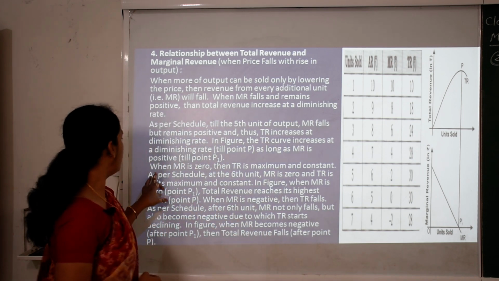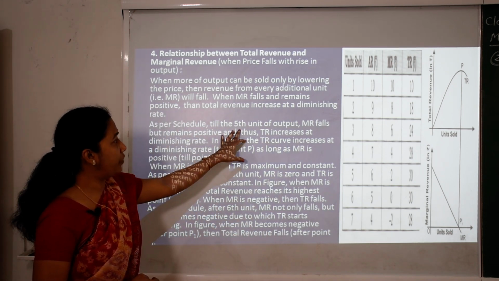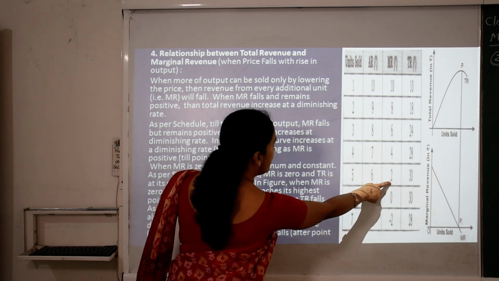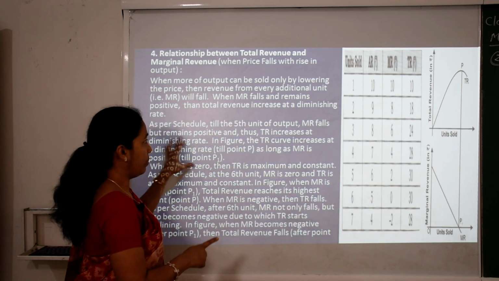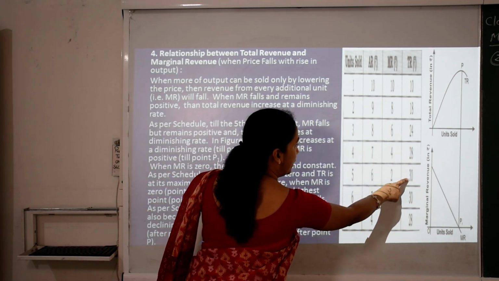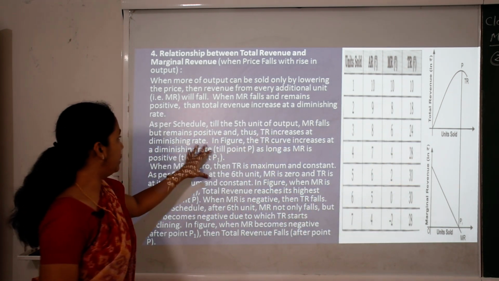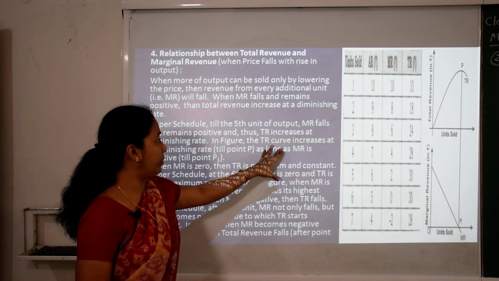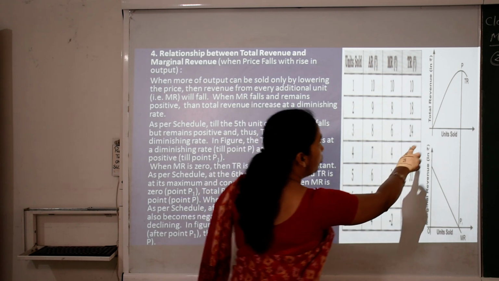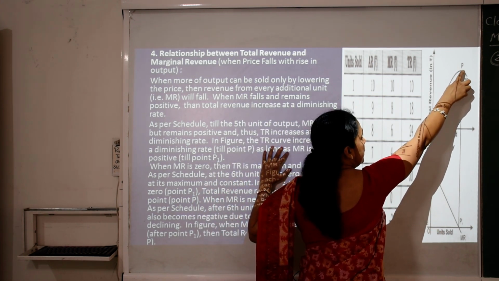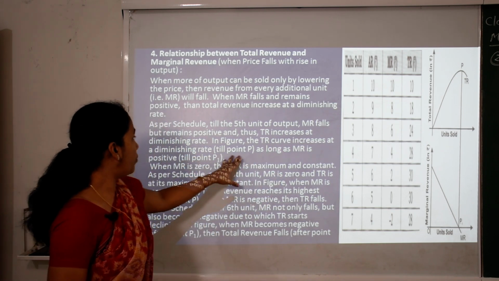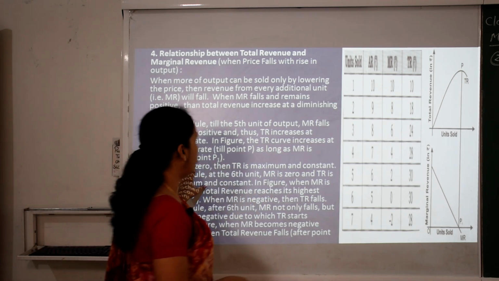Now as per the schedule, till the 5th unit of output, marginal revenue which we see is positive, it is falling but remains positive. Total revenue here also increases, 28 and 30, at a diminishing rate. In the figure, the total revenue curve increases. Now if we see in the curve, the total revenue curve is increasing till point P, where it is at its maximum, as long as marginal revenue is positive.